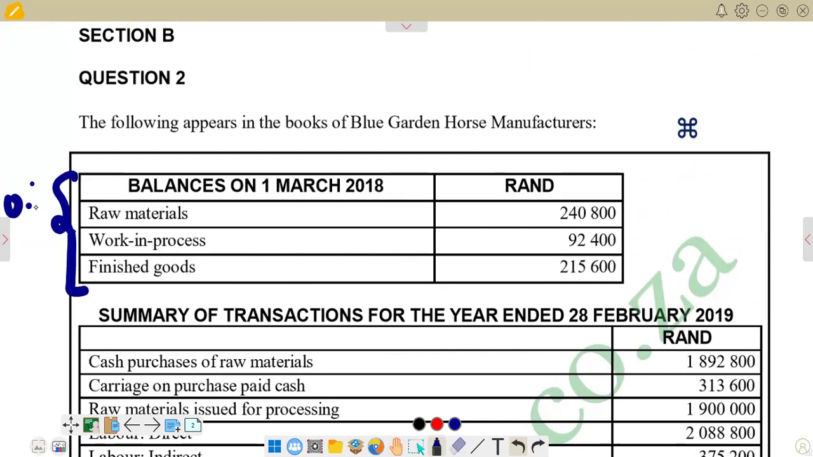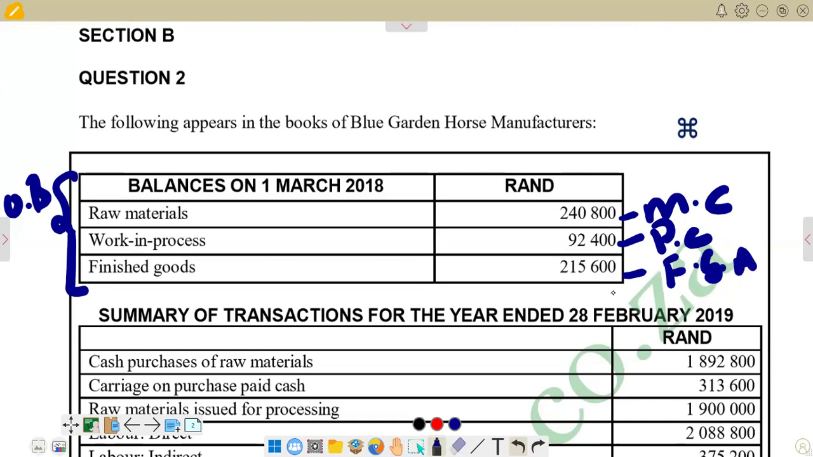We've got raw materials, which is going to be the opening balance for the material control account. Work in process is going to be the opening balance for the production control account. And then finished goods, obviously, we are going to post to the finished goods account. They're going to start as our balance BDs. On raw materials, we post 240,800 as our opening balance. Work in process 92,400. Finished goods 215,600.